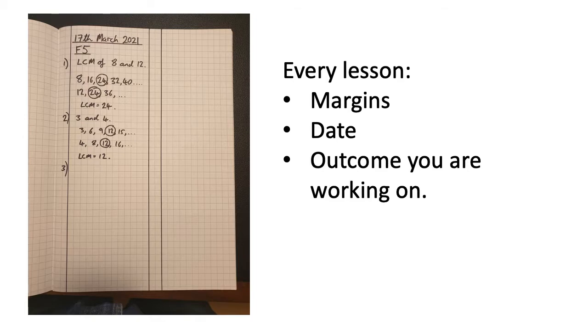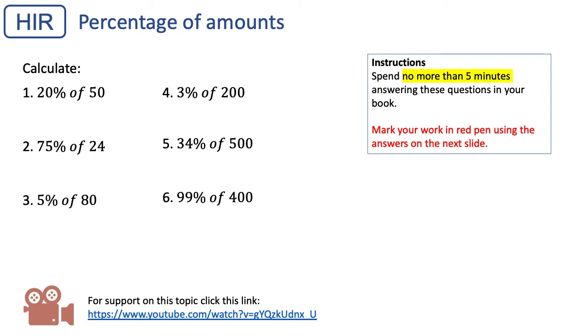Your HIR today is on percentage of an amount. Please spend no more than 5 minutes answering the questions in your exercise book. The answers will be shown shortly. Please show integrity by marking your work in red pen.